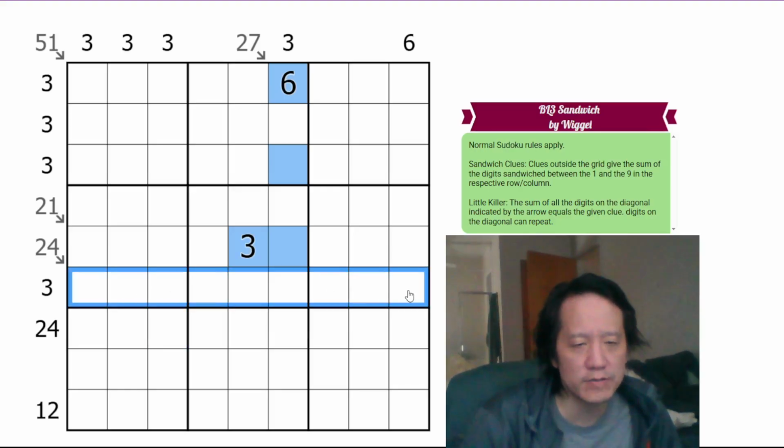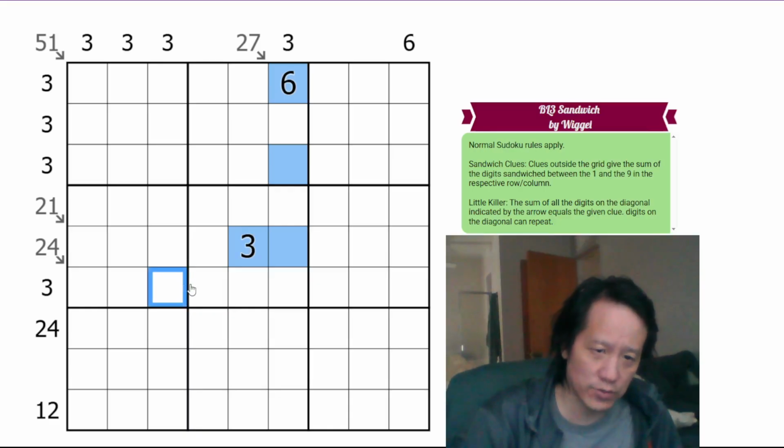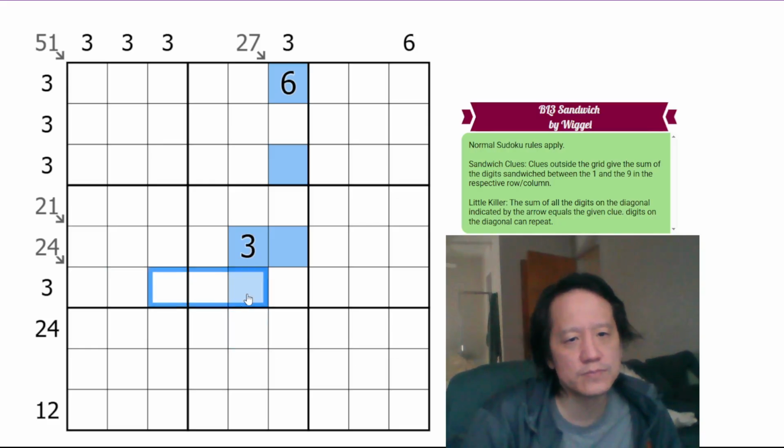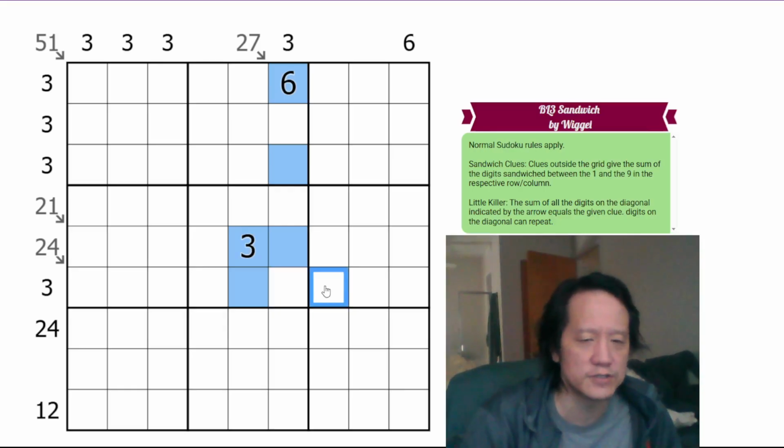Same with this one, right? You could have crust, 3, crust, and so on. And you cannot have crust, 3, crust here. So this can't be crust here. You can't have crust, 3, crust here. You can't have crust, 3, crust here, but you could have crust, 3, crust there. And crust, 3, crust there.